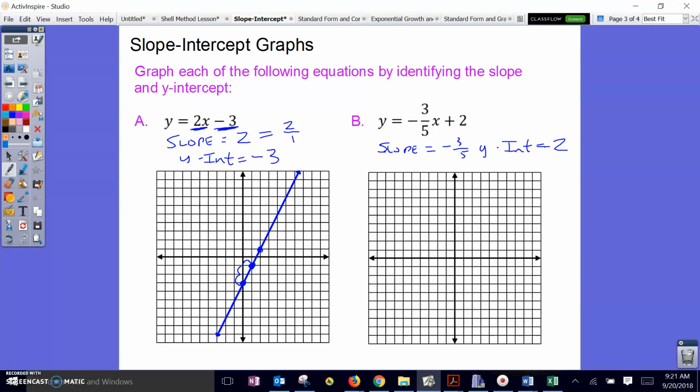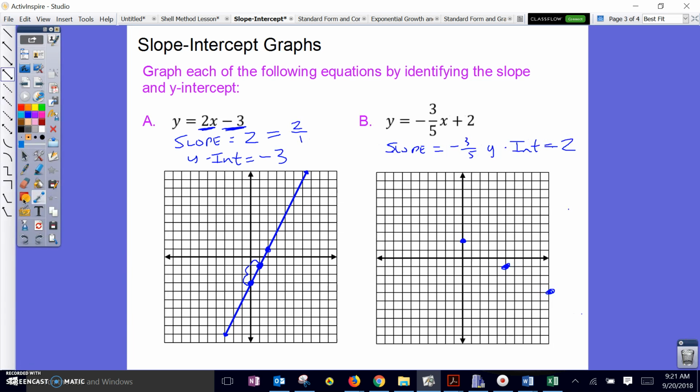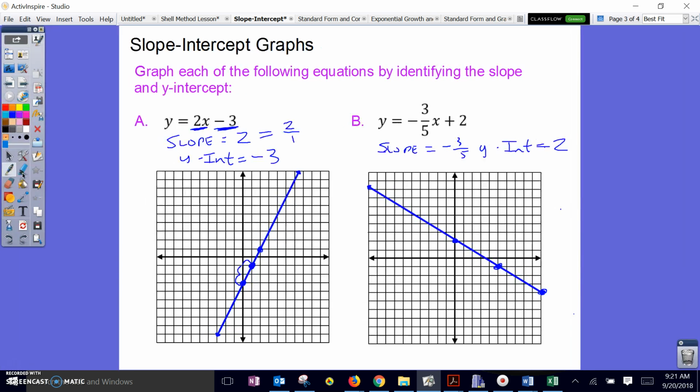So the first thing I do is plot the y-intercept. Go to 2 on the y-axis, plot the y-intercept. And then the slope is negative 3 over 5. So I'm going to go down 3 when I go over to the right 5. There's one point. And I'll do it again. I'll go down 3 and over 5, plot another point. And then I'll break out my handy-dandy ruler and draw the line through these points. And there's the graph of y equals negative 3/5 x plus 2.